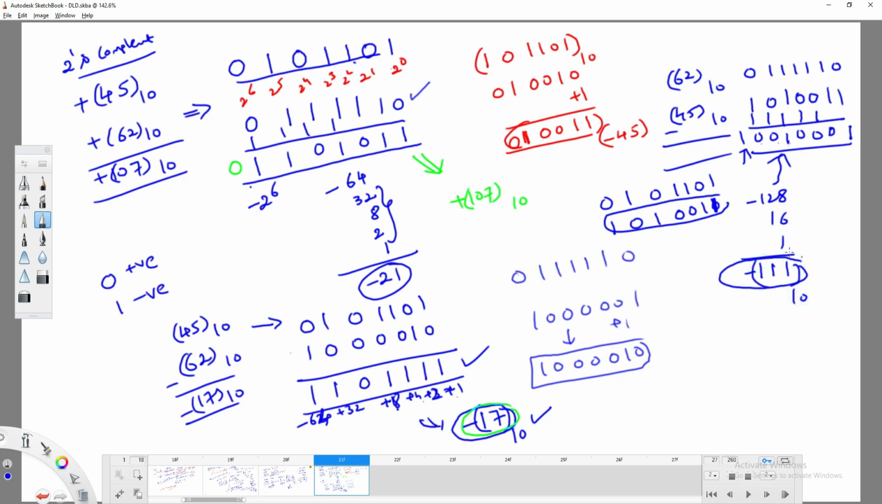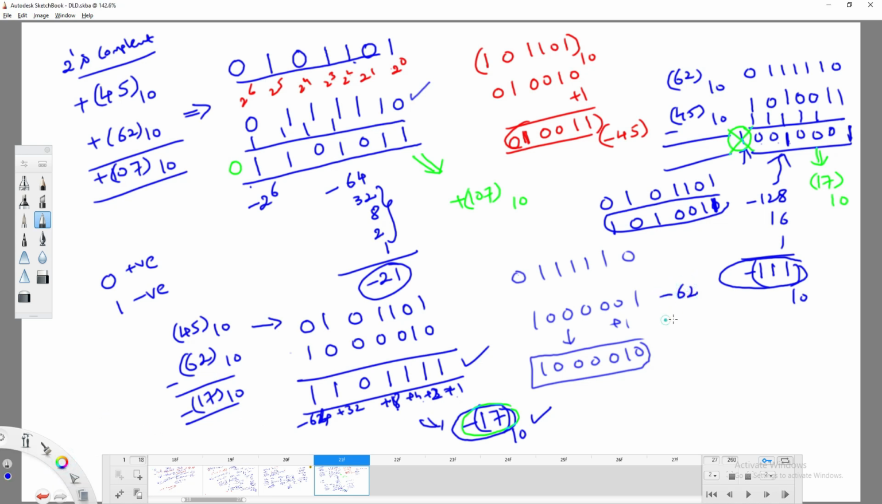This is okay. But if you observe here, this one represents what? 16. This one represents what? 1. 16 plus 1 is what? 17. What is the meaning of this one? Here you can simply avoid this consideration. So are we getting 17 base 10 or not? 17 base 10. Right?